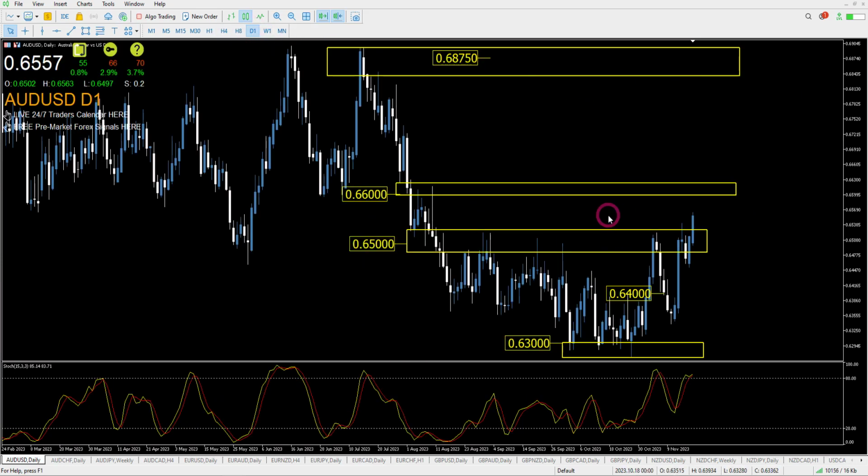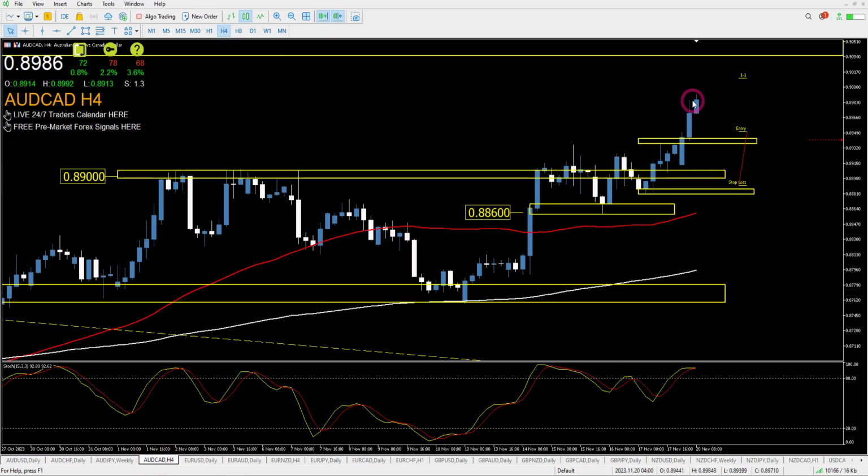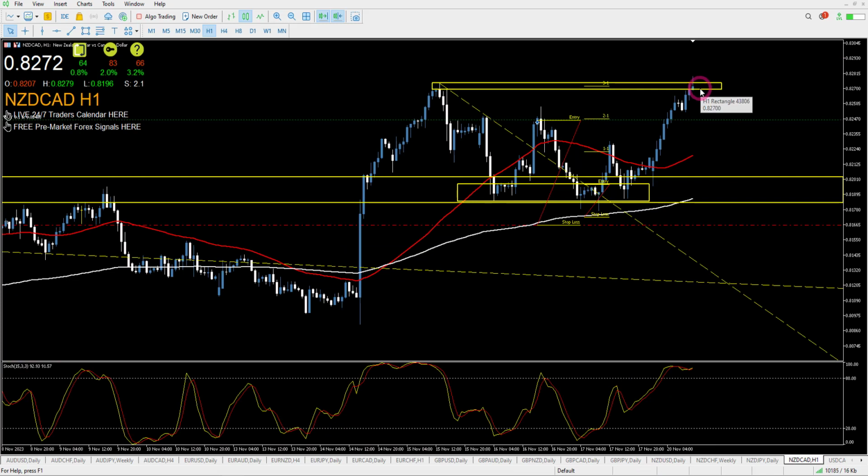So Aussie US dollar, an interesting market. My favorite one is Aussie CAD. I think this has got some legs up to the upside here. Obviously we're already in Kiwi CAD. We don't really want to see too much in the way of rejection here. We want to see price continue to trade through this high and continue to the upside there.